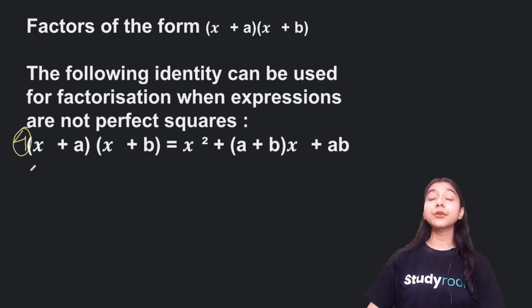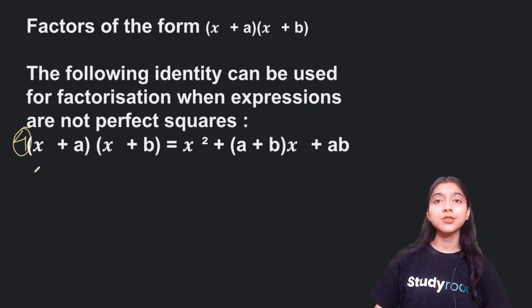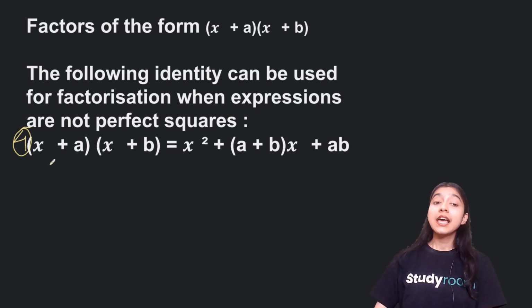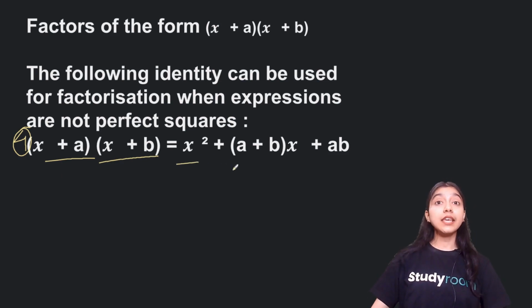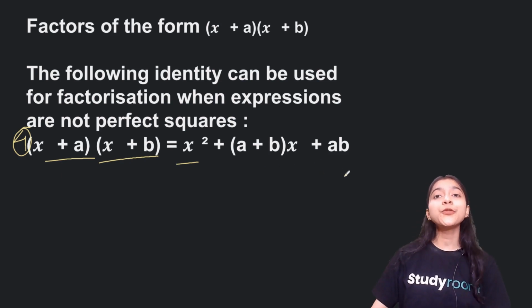And this identity number 4 is used when the terms of an algebraic expression cannot be broken down as perfect squares. So the identity reads, x plus a whole multiplied with x plus b gives us x square plus a plus b within bracket whole multiplied with x plus ab.